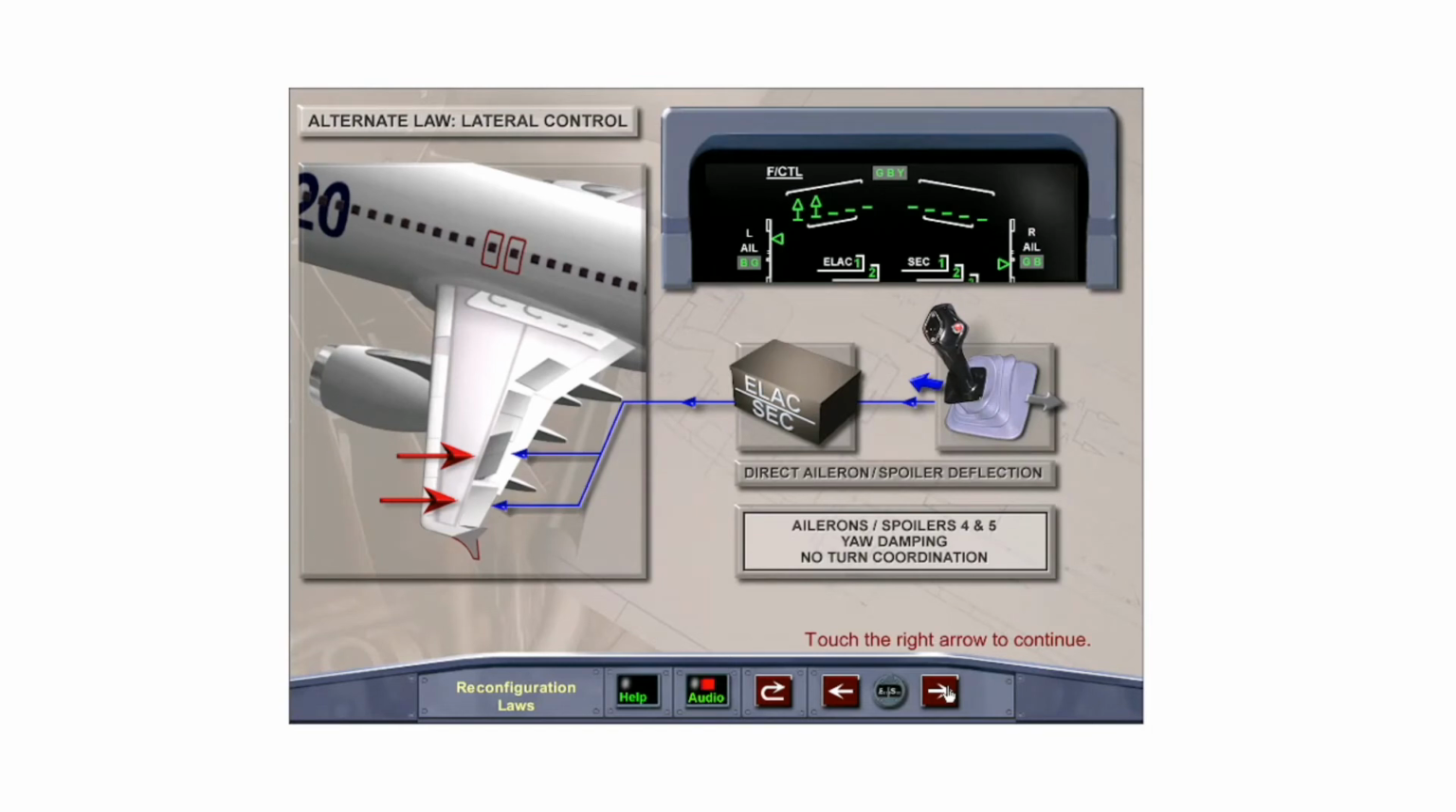In alternate law lateral control, aileron spoiler deflection is always in direct proportion to side stick deflection. Along with the ailerons, only spoilers 4 and 5 are used in order to reduce the roll rate to a comfortable value. If spoiler 4 fails, spoiler 3 is available, and if the ailerons fail, all roll spoilers become active. Yaw damping is still available. However, in manual flight, turn coordination must be accomplished through pilot action on the rudder pedals.